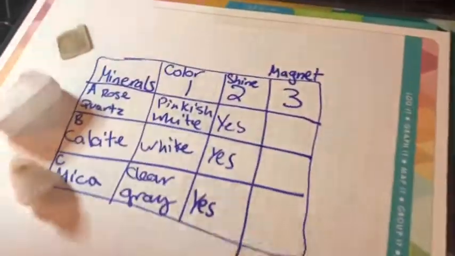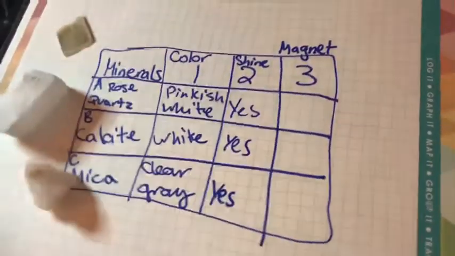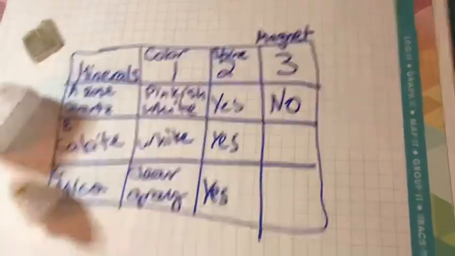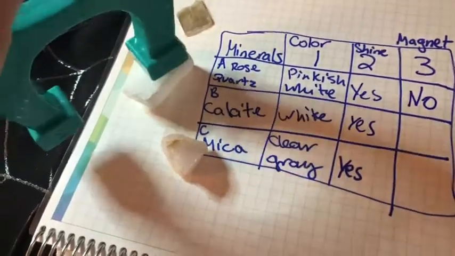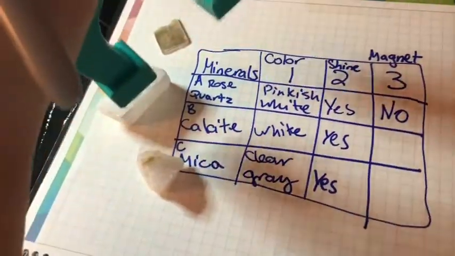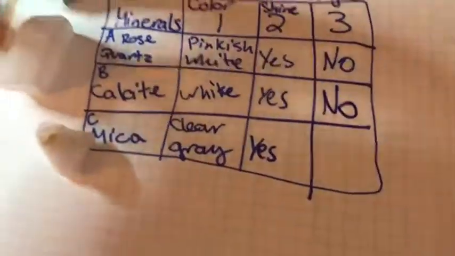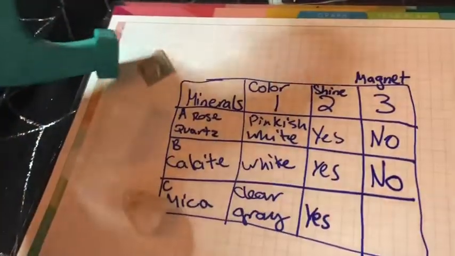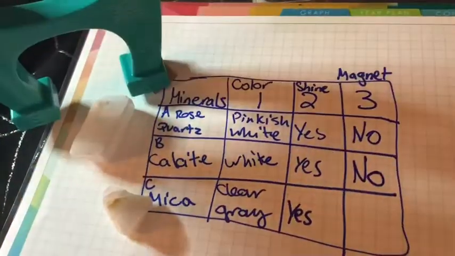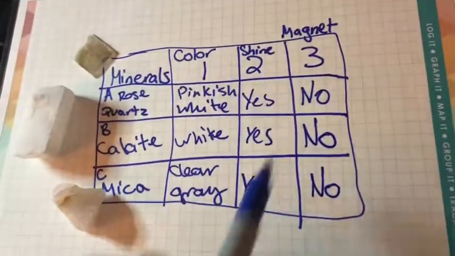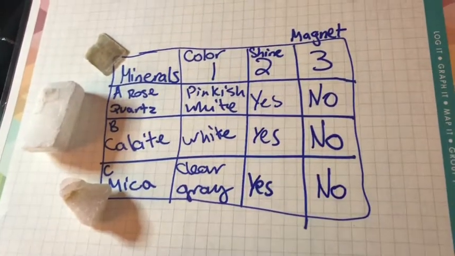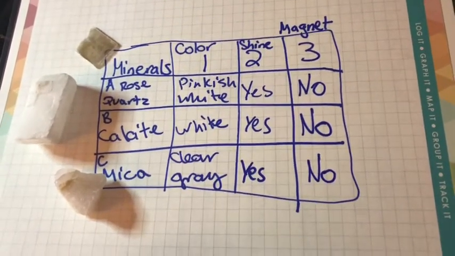Sorry, we're going to go to rose quartz. Does it stick to a magnet? No. How about calcite? No, doesn't really seem to care that there's a magnet there. Nope. And last but not least, let's check out mica. No. Again, it really doesn't seem to care that there's a magnet there. All right, so no. That was pretty easy. All three no. It looks like we picked three minerals that were pretty similar to each other.